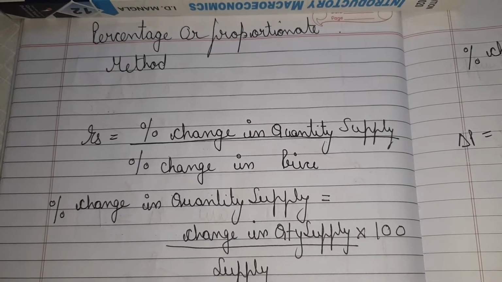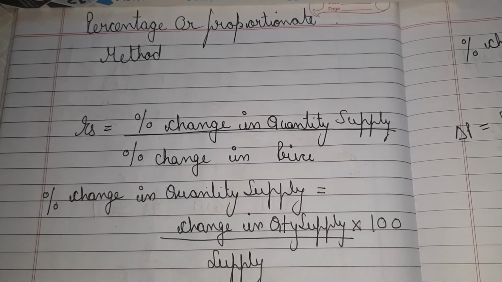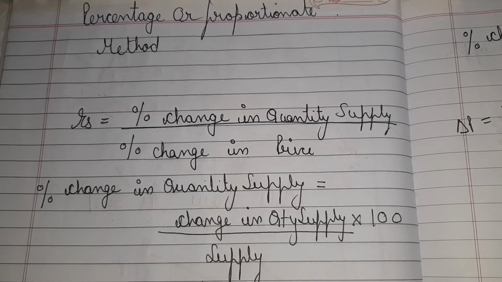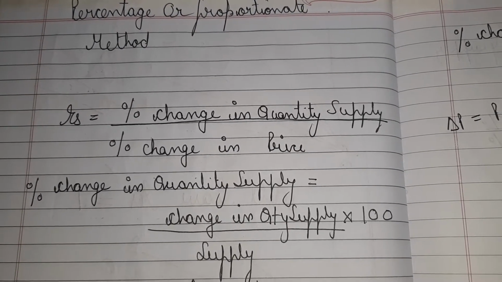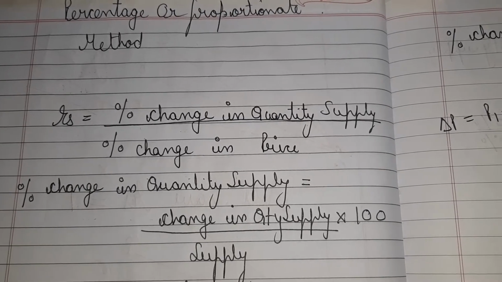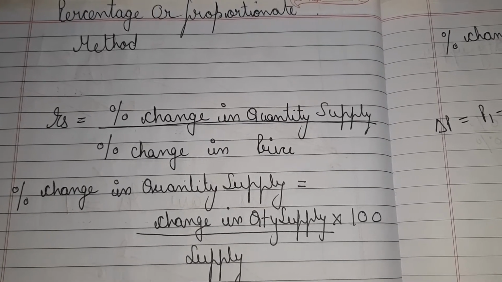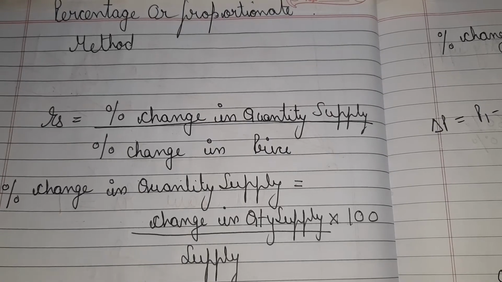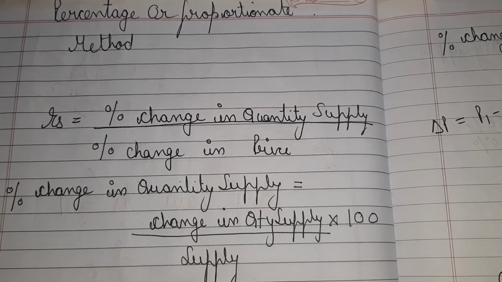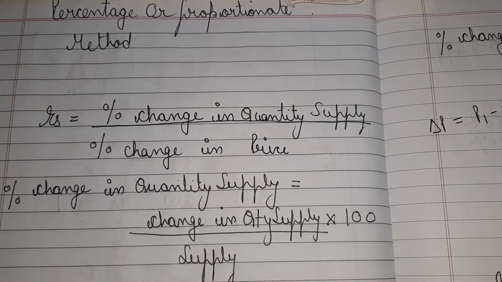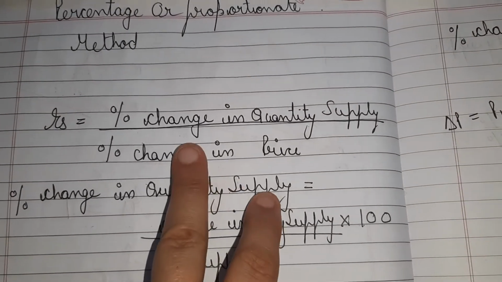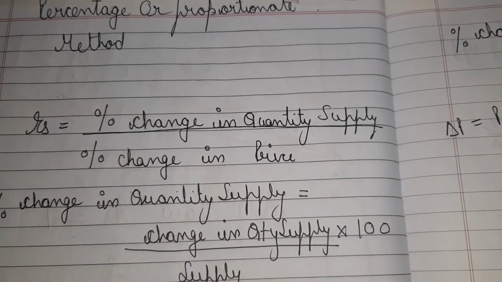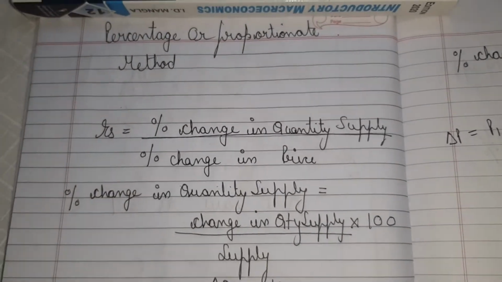Continue with the supply chapter, and today in this class we are going to do your numericals. In our syllabus we have only one method, that is the percentage or proportionate method. It sounds like two different methods, but this is only one and the same method. From the percentage method we derive the proportionate method. So let's start. Elasticity of supply is equal to percentage change in quantity supplied upon percentage change in price.